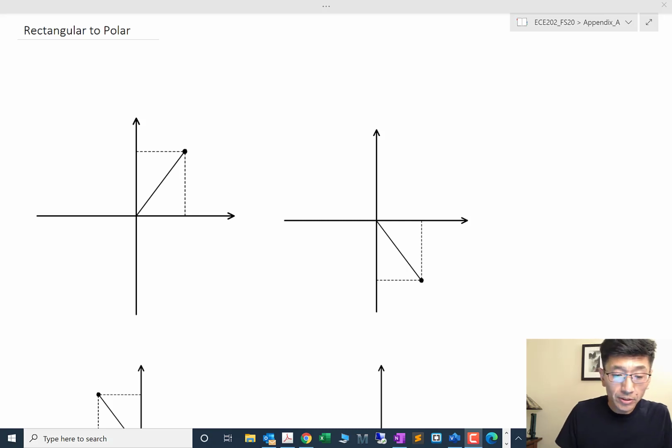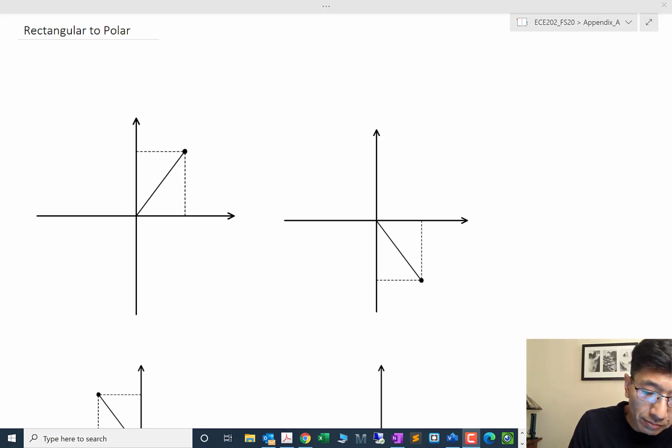Okay, welcome back to the third part of this lecture, and let's talk about going from rectangular to the polar form. Let's see if C is given in rectangular form. Let's use simple numbers rather than A and B and the variables. So let's say again 3 plus j4.